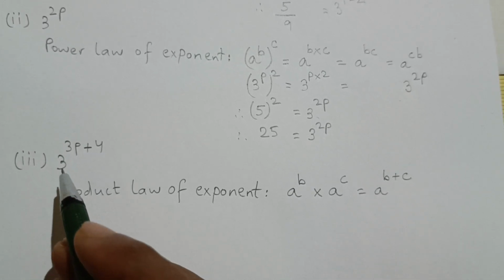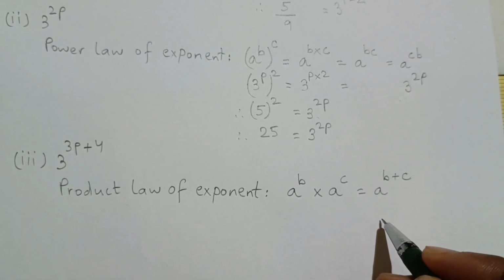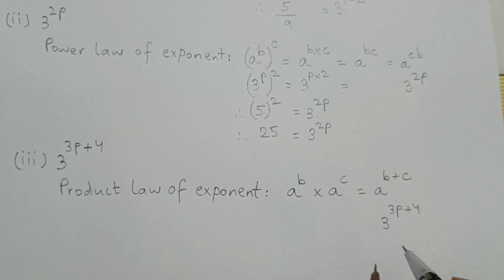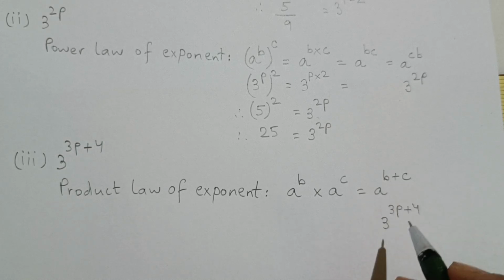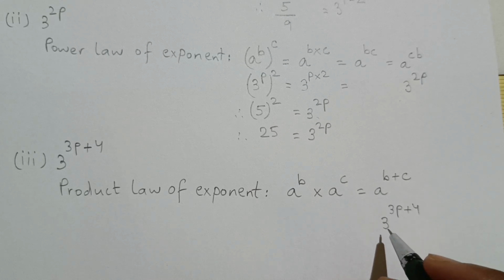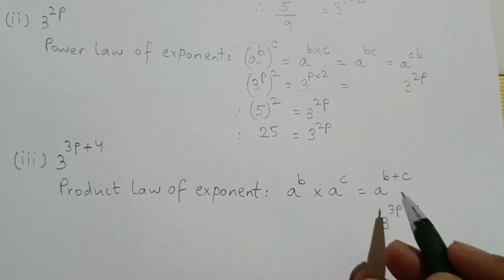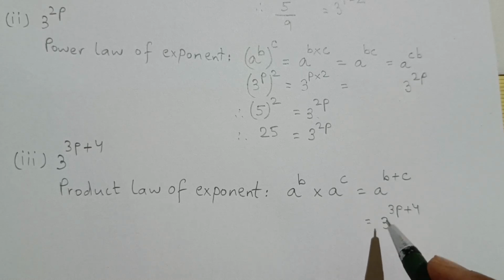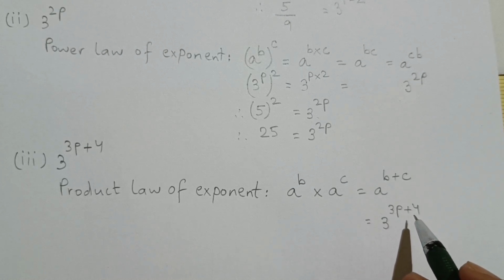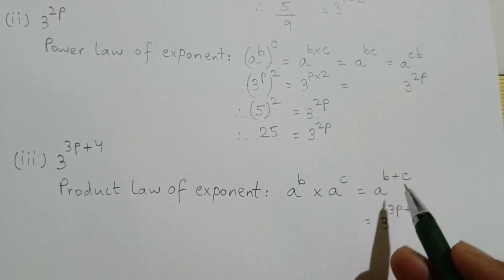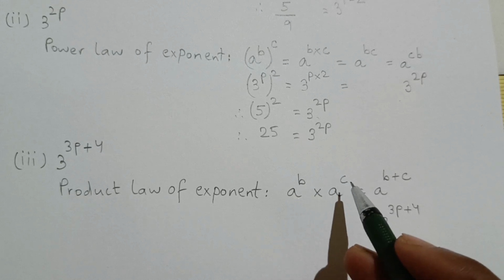Now I have 3 to the power 3p plus 4. So if I compare a to the power b plus c with 3 to the power 3p plus 4, the base a is 3, b is 3p and c is 4. So therefore, a to the power b plus c can be written as a to the power b multiplied to a to the power c.